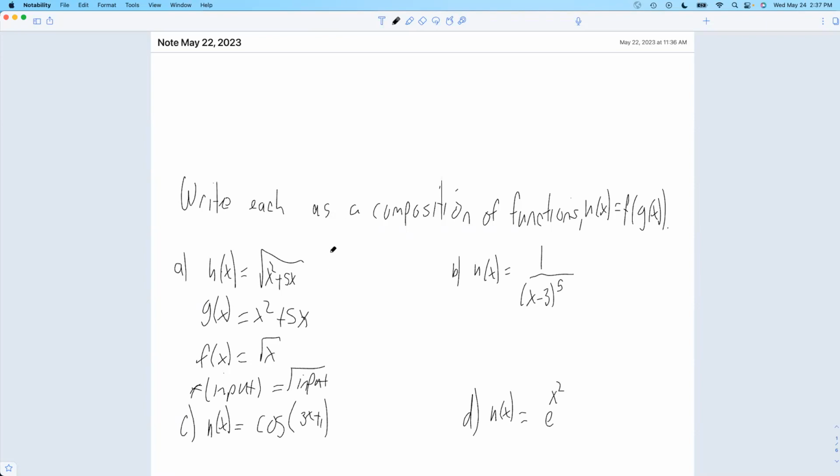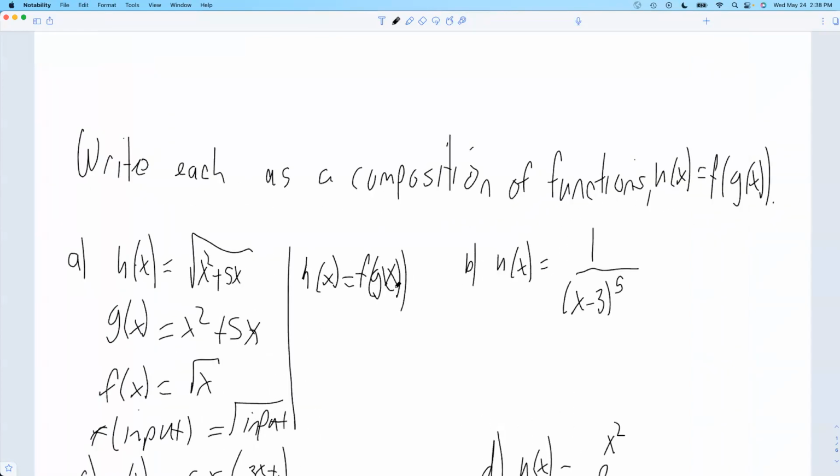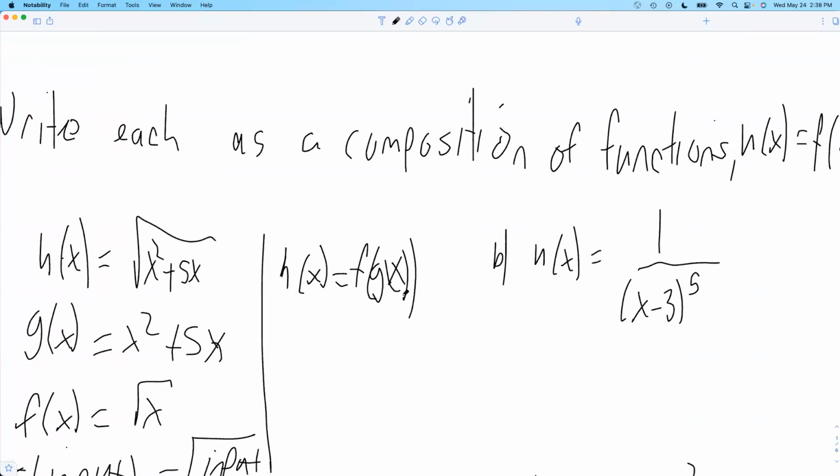Then I hope you can see that h is in fact f of g of x. Not f times g of x. Nothing is multiplied here. That's f of g of x.